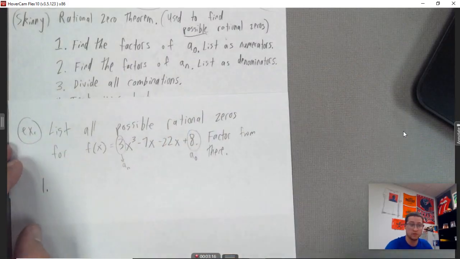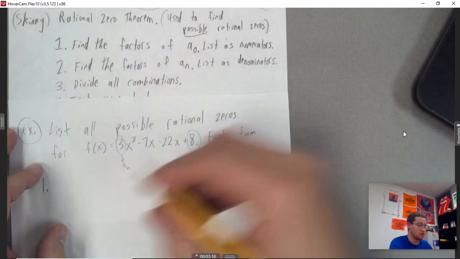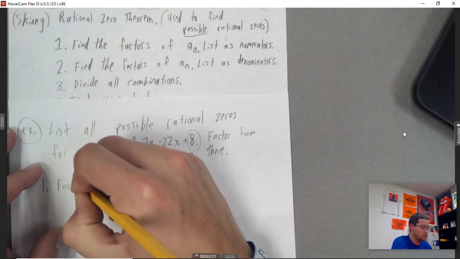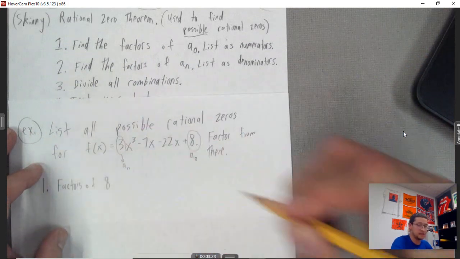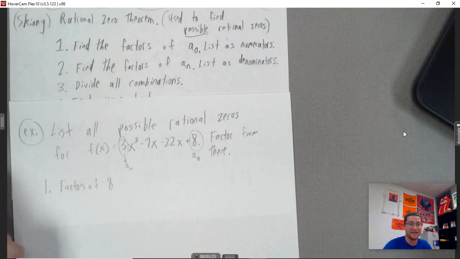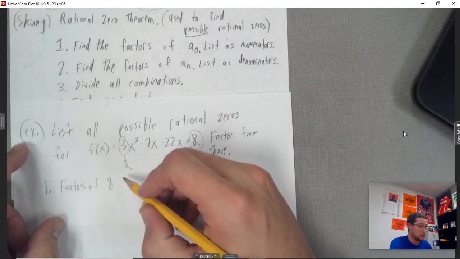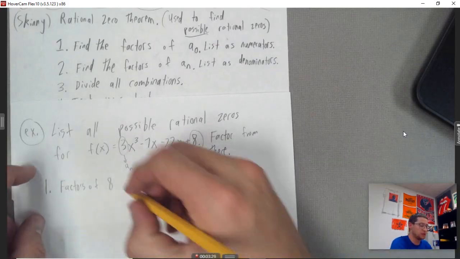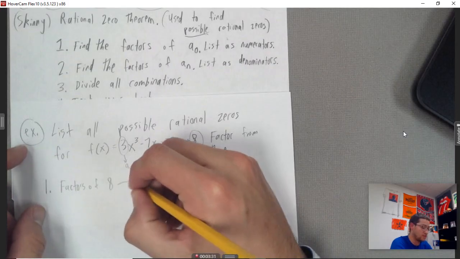So step number 1, find all the factors of a sub 0. I'm going to go ahead and write factors of 8. We are going to list them as numerators, but for now, let's just list them. So factors of 8.